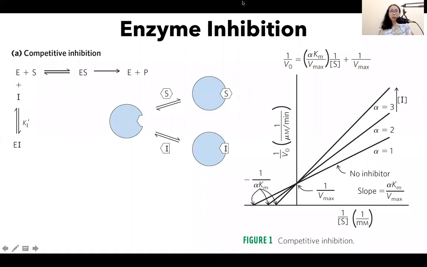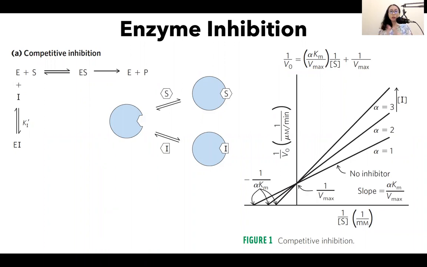Finally, we talk about enzyme inhibition. There are two general types of enzyme inhibition. We have the reversible and the irreversible. First, we will talk about reversible inhibition. We have three types of reversible inhibition.